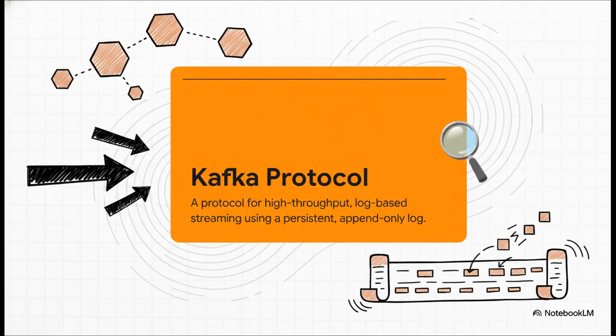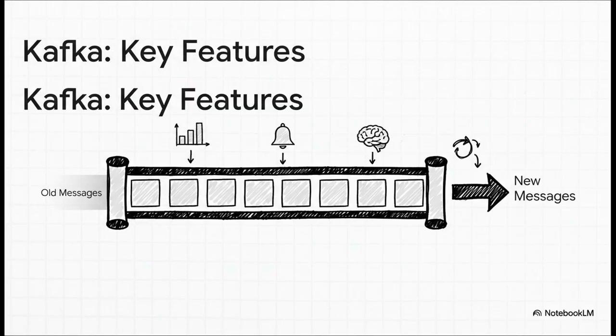Next up, let's talk about Kafka. Now, while it's often grouped with message queues, it's really a different beast entirely. At its core, Kafka isn't a queue. It's a distributed, unchangeable log of events. So why is this log idea so important? Because unlike a traditional queue, where messages are deleted once they're read, events in Kafka's log persist. They stick around. And that is a total game changer.